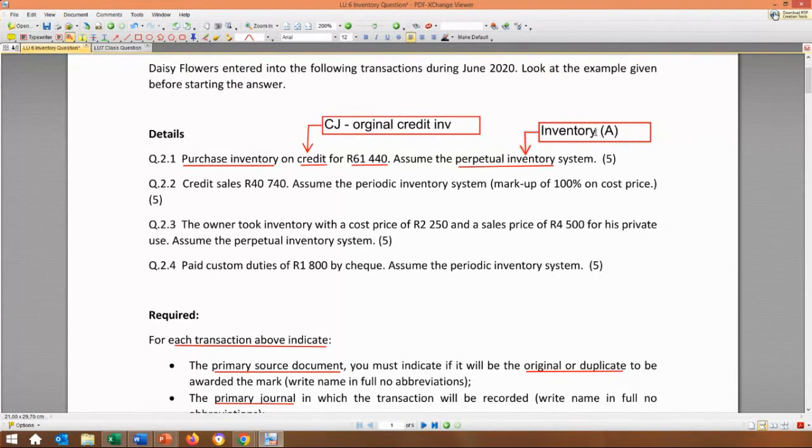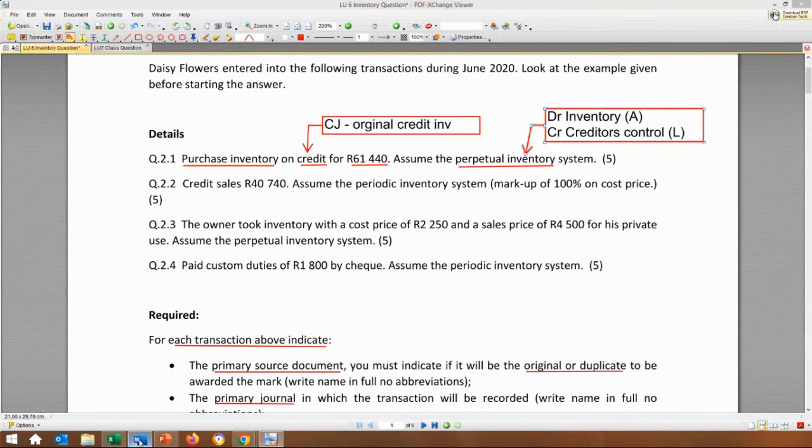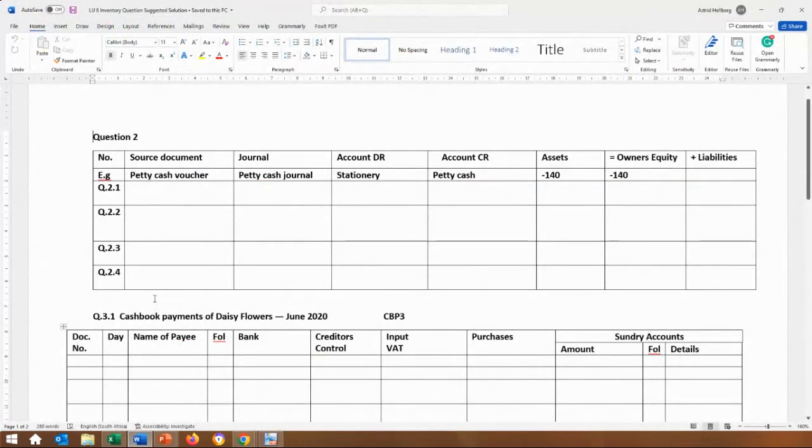Okay. Now just thinking about it, we know if we purchase inventory, inventory increases on the debit side, okay? And because it's on credit, we're not paying for it in cash yet. We will credit creditors control, which is a liability. Okay, so as you go through the information, this is what you need to do in order to process the information. So as you read it, you think, based on what is required, what do I need to answer exactly for that question? Okay, so let's then go populate it onto the solution.